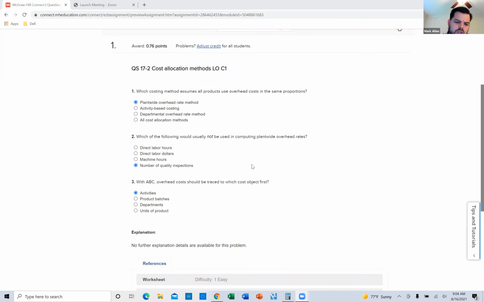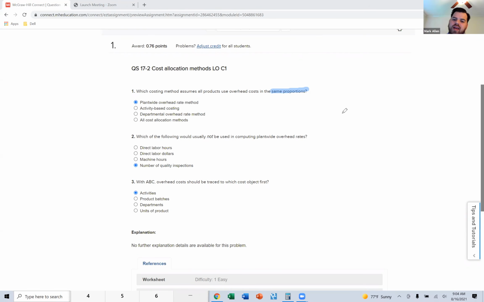So in the first one, it asks us which costing method assumes all products use overhead costs in the same proportions. And so the key here is this last piece, right? In the same proportions. Because whenever I see that, that tells me that I'm allocating overhead the same way to everything, which indicates that this is going to be dealing with the plant-wide overhead rate method, right? With something like activity-based costing, we recognize that each product can use each activity in varying proportions, right? This product may use 10% of the overall amount, while this product uses 30%, and the next product uses 20%, and so on until we've allocated the full amount.